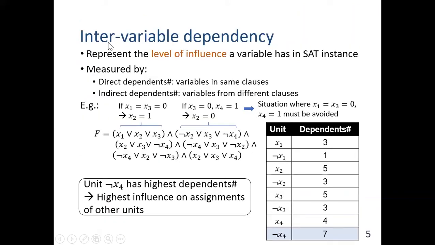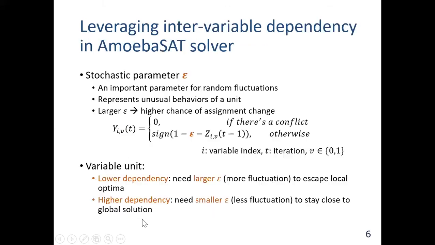We focus on a feature of SAT instances, intervariable dependency, which represents the level of influence a variable has in a SAT instance. This is measured by considering two types of relations. Direct dependent refers to variables within the same clause, and indirect dependent refers to variables from different clauses, as seen in these two example clauses. In this SAT instance, the unit not x4 is found to have the highest number of dependents, meaning it has the highest influence on assignments of other units.